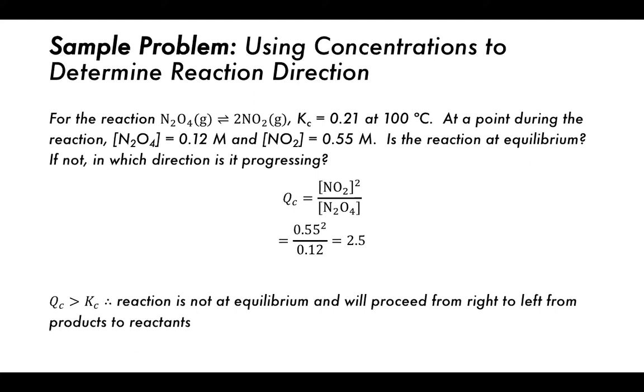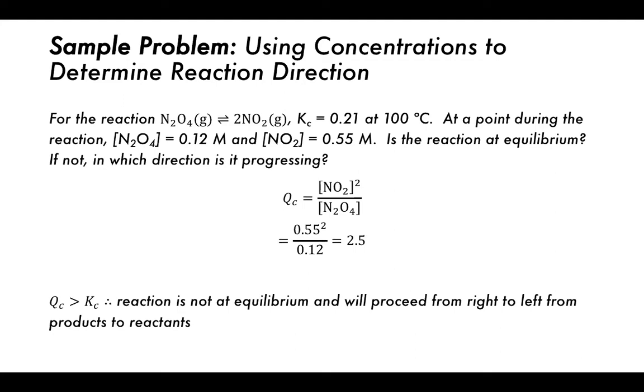Then since Qc is greater than Kc, the reaction is not at equilibrium, because to be at equilibrium, Qc must equal Kc. This will proceed from right to left, from products to reactants, because we have, in this case, an excess of products. And so in order to reach equilibrium, we must consume some of the products and return them to being reactants.